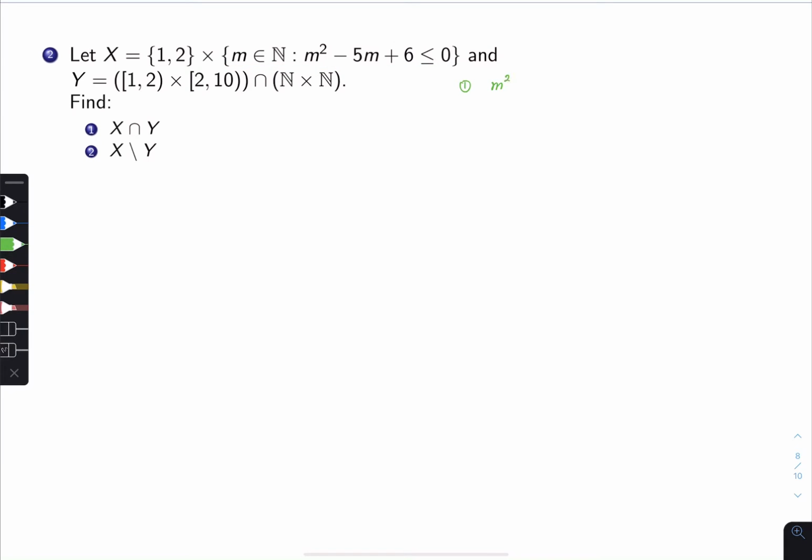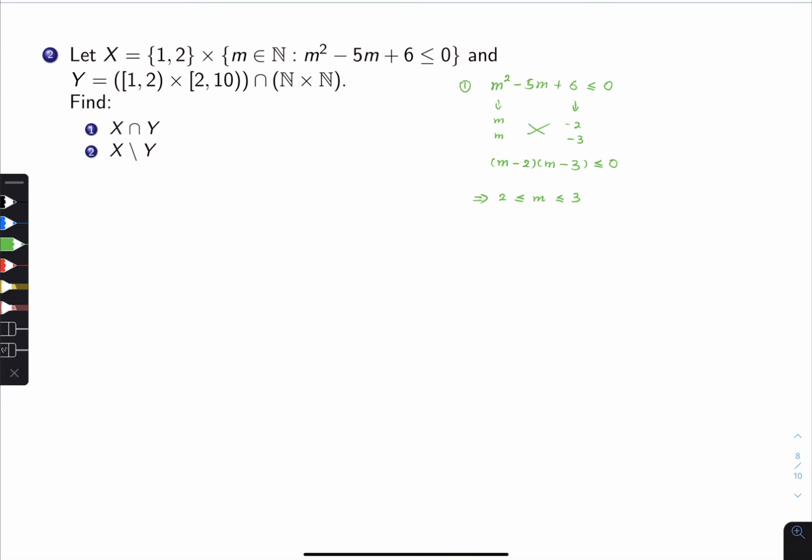We have m squared minus 5m plus 2 is less than or equal to 0. That's gonna give you 2, 3. Since it's minus 5, that's negative 2 and negative 3. So that's going to give you (m minus 2) times (m minus 3) is less than or equal to 0. And this is going to give you 2 and 3, so m is in between 2 and 3. And we know that m is a natural number, a natural number in between 2 and 3.